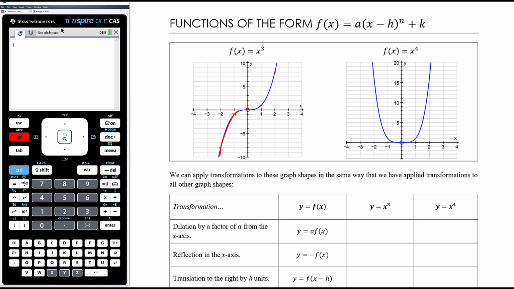Now the cubic introduces a new graph feature that we actually haven't talked about before now. This point here is called a point of inflection. Technically speaking, this is what we call a stationary point of inflection, and we'll talk a lot more about stationary points in second semester. But a stationary point is a point where the graph has zero gradient, and that is where if you were to draw the tangent to the graph at this point, it would be a horizontal line.